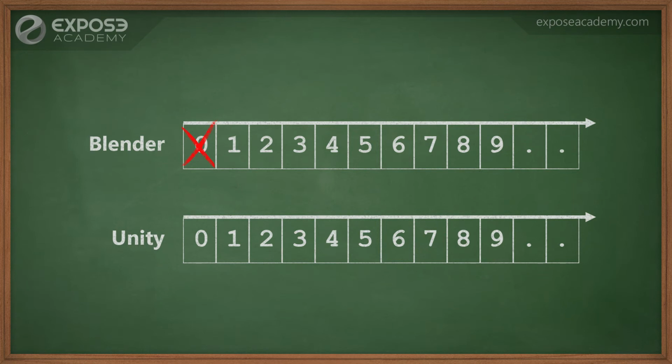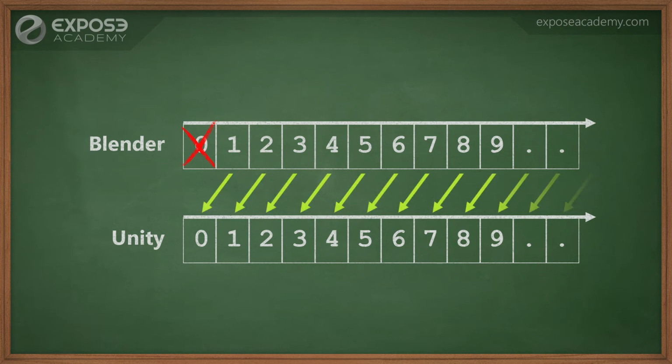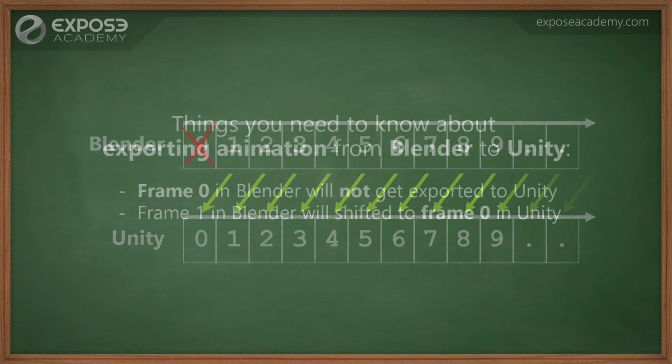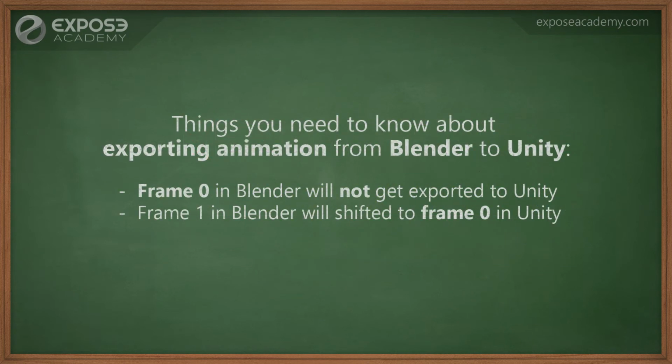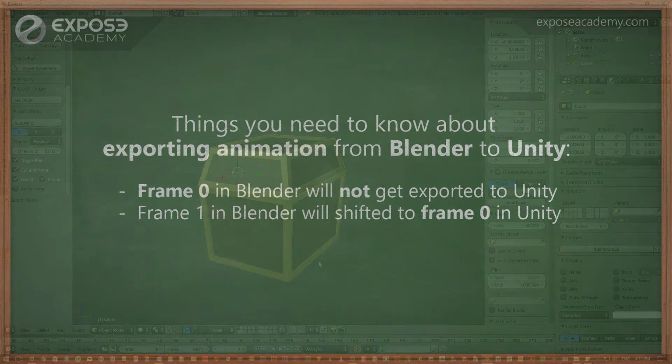The second thing that you need to know is that frame number 1 in Blender will be named frame number 0 in Unity. So every keyframe numbering will be less 1 frame of the actual Blender frame position. If you just remember these two things, you should be good to go, inshallah.